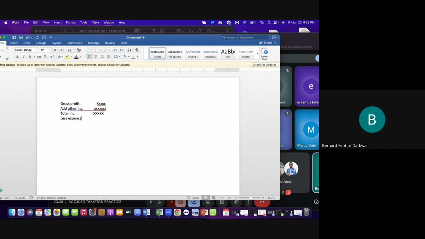Less expenses. Now the expenses, there are many. Sometimes we can have printing and stationery. You have wages, return inward, outward, advertising, transport, a lot of expenses. The law allows list all the expenses, but within the expense, we see something like what? Depreciation.